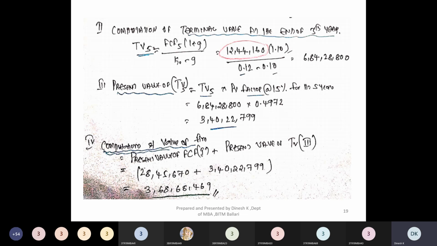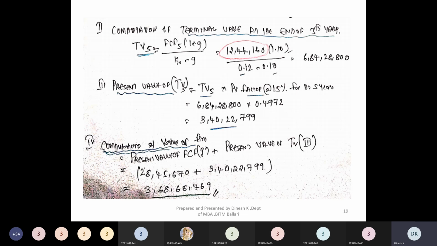Now we have the terminal value, that is the selling price at the end of the 5th year. Now, what is the present value of the firm today? To know the present value of the firm today, you have to convert the future selling price to the present value of the price.